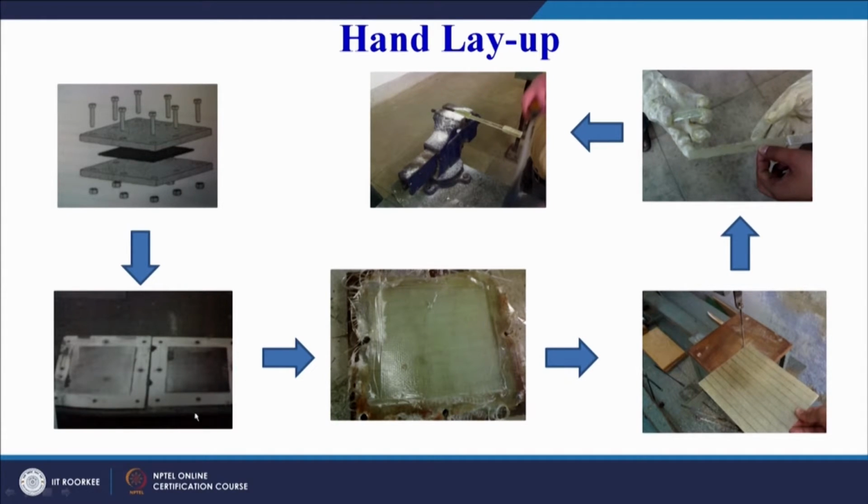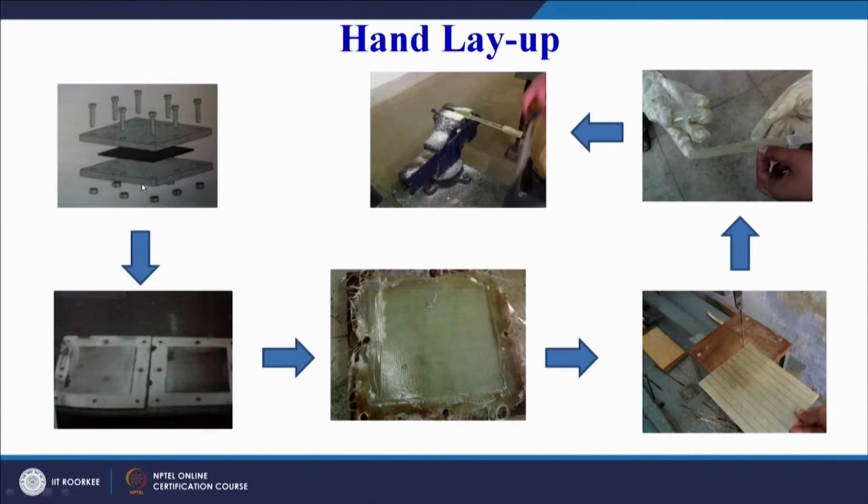So the central raised portion is a portion where grinding operation has been done in order to have a very smooth surface finish, because this surface finish will be duplicated on our composite product. So what type of product will we get here? We will get a flat composite sheet using this hand layup process, where the mold is a flat plate mold.